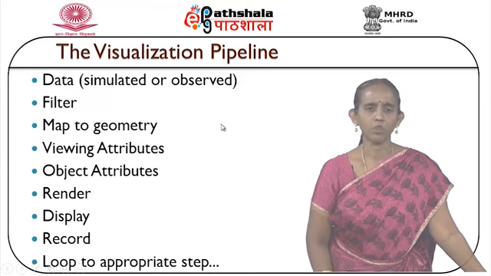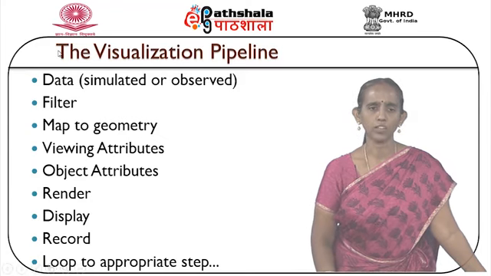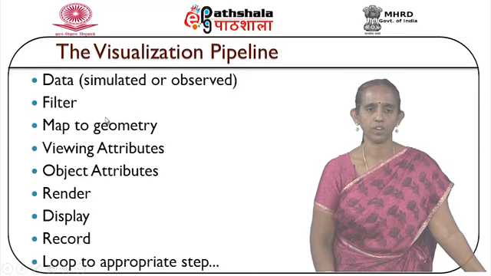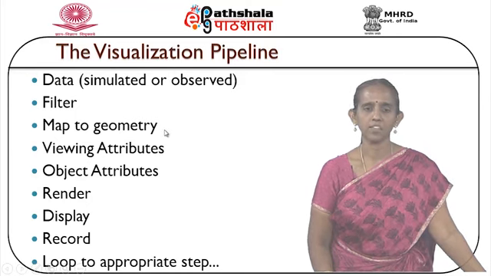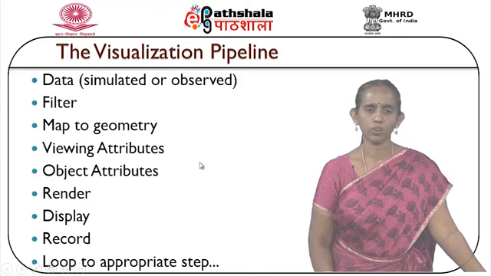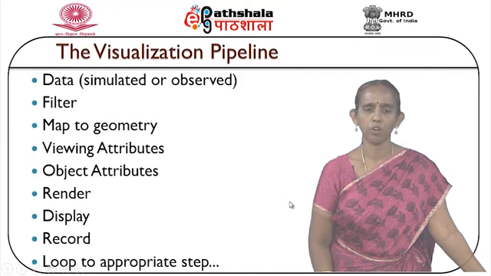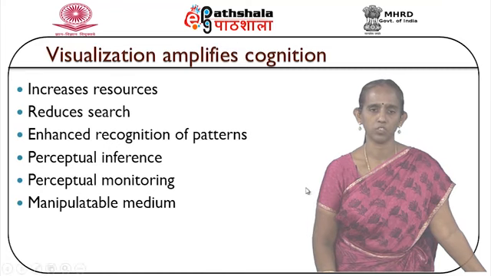So, already we have looked at the visualization pipeline in the previous module. According to the visualization pipeline, the simulated or observed data set is first filtered, and then it is mapped onto some geometrical attributes, and these geometrical attributes are later mapped onto the viewing attributes and object attributes, and finally they are rendered onto the screen, onto the display device, and the final rendering can be either recorded or displayed to some appropriate end users.